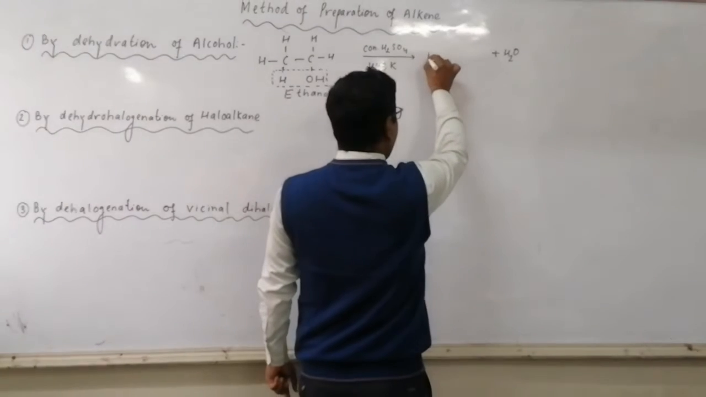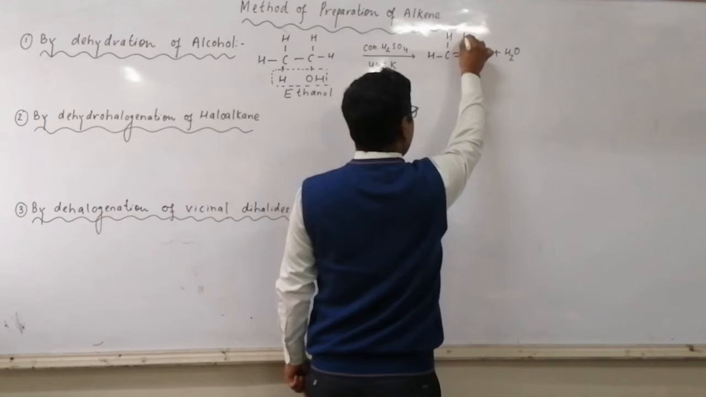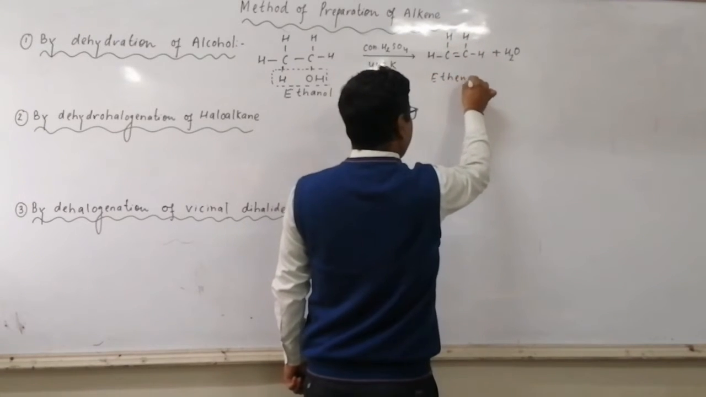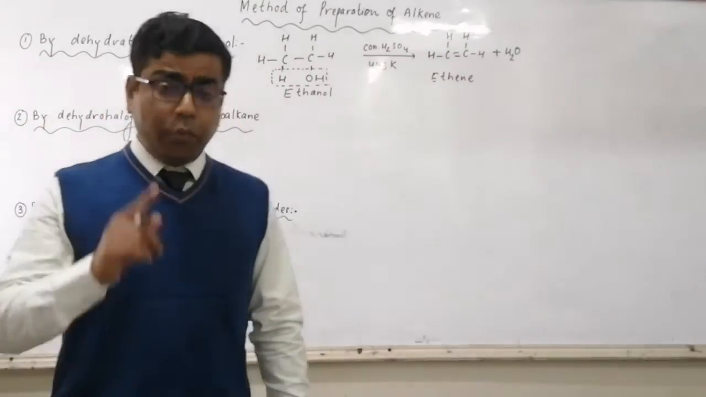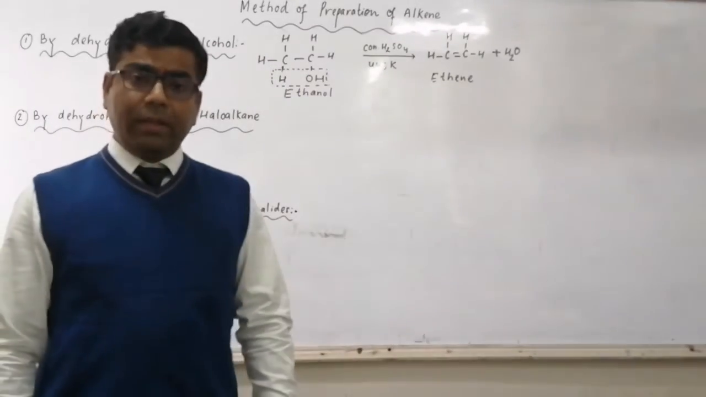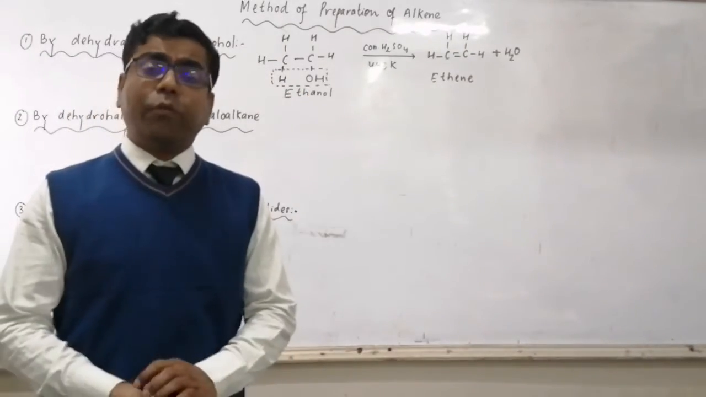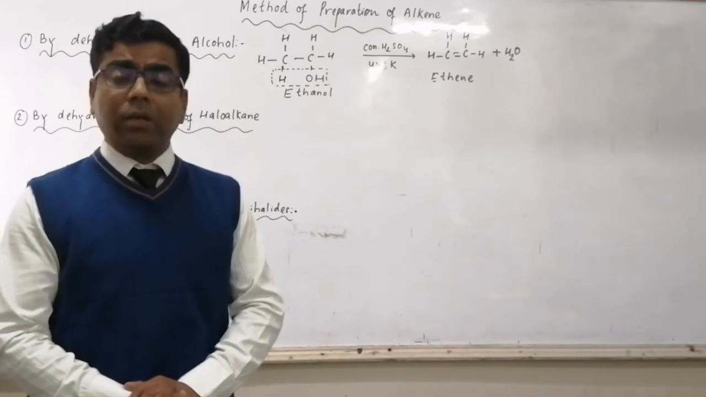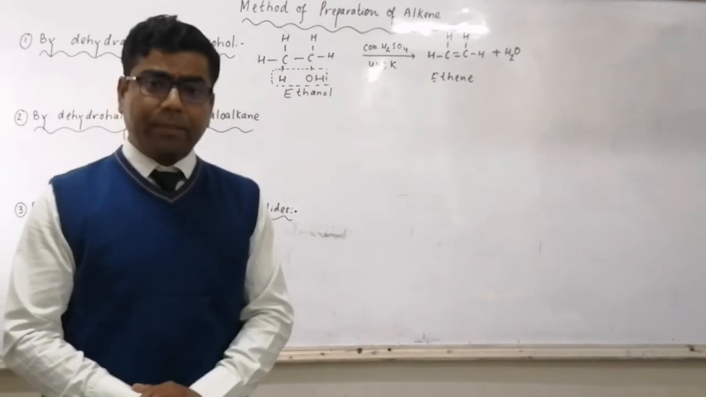So, here, ethanol will be converted to ethene when heated in presence of concentrated H2SO4 at a temperature of 443 Kelvin. Remember, this temperature is important, 443 Kelvin. If the same alcohol is used with concentrated H2SO4 at a temperature of 413 Kelvin, then alcohols by dehydration will be converted to ether. That we will talk about in class 12.